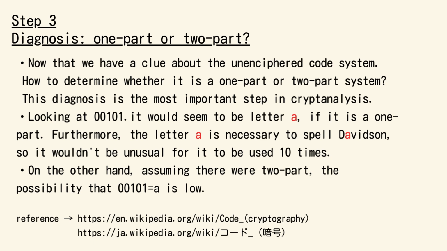Step 3. Diagnosis, one-part or two-part. Now that we have a clue about the unenciphered code system, how do we determine whether it is a one-part or two-part system? This diagnosis is the most important step in cryptanalysis. Looking at 00101, it would seem to be letter A, if it is a one-part. Furthermore, the letter A is necessary to spell Davidson, so it wouldn't be unusual for it to be used 10 times. On the other hand, assuming it were two-part, the possibility that 00101 equals A is low.